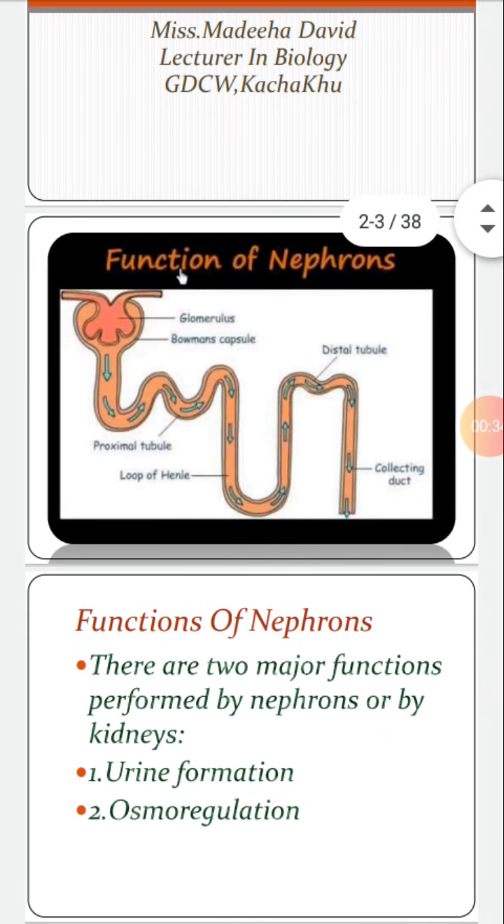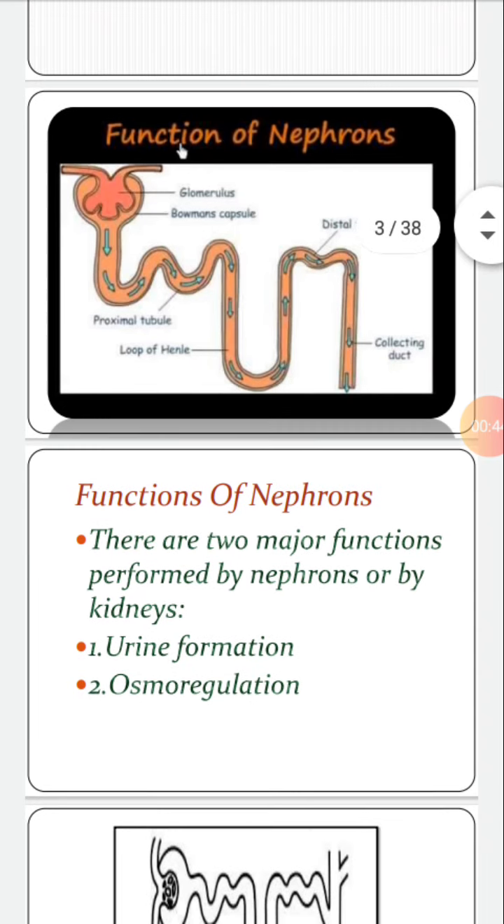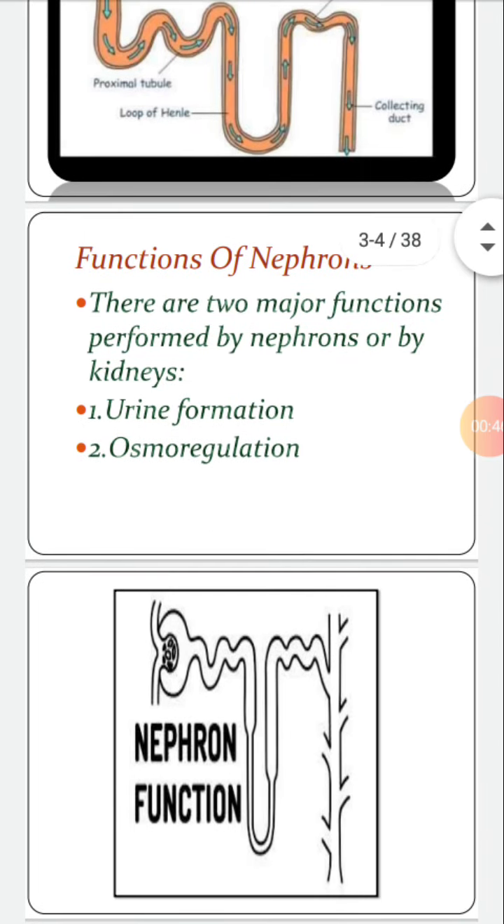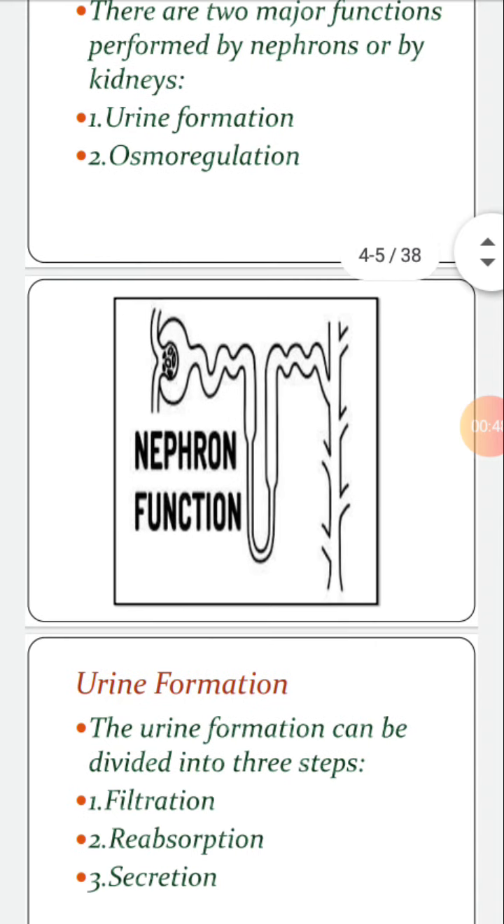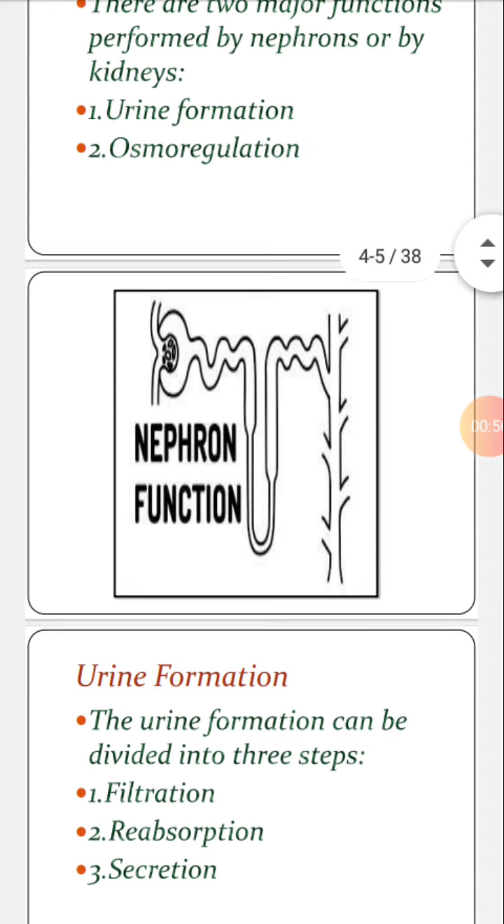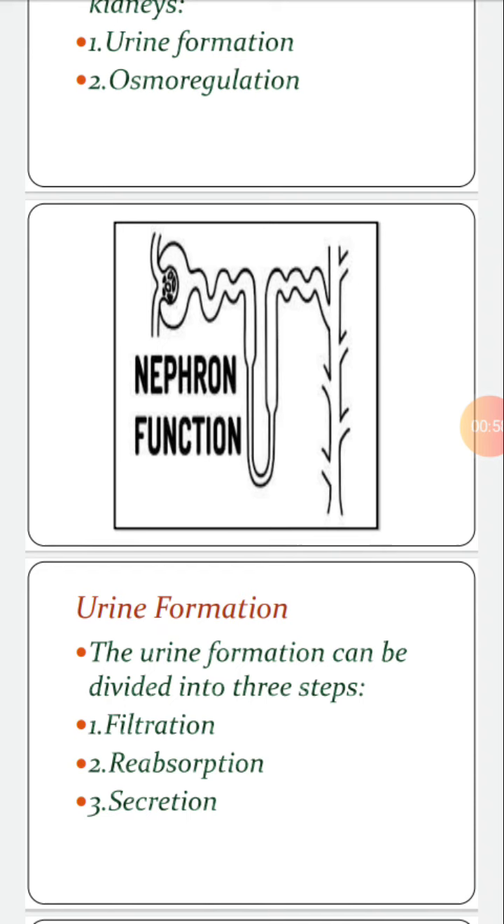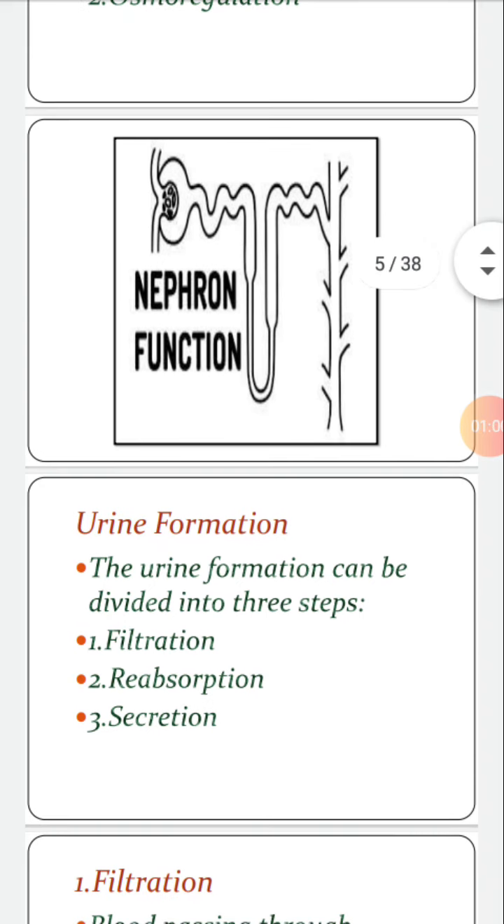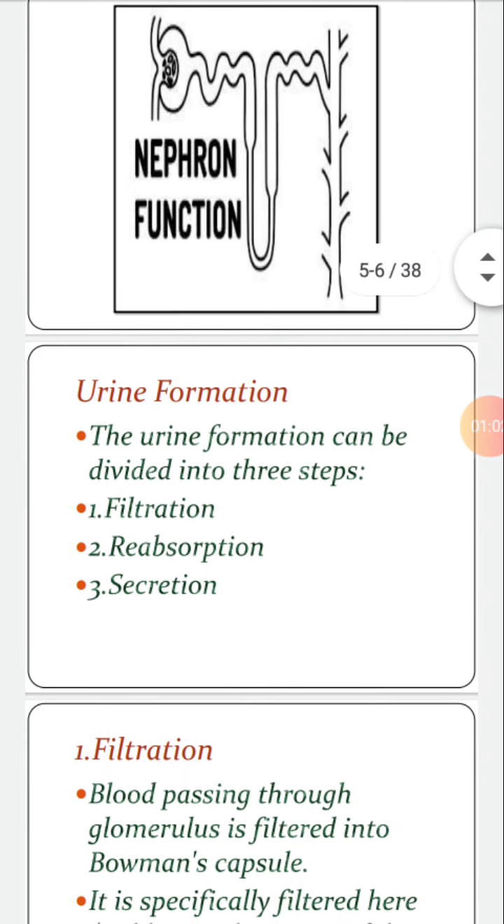There are two major functions performed by nephrons or by kidneys. Number one is urine formation. Second is maintenance of water and salt balance, that is osmoregulation. Structure, nephron function. Urine formation, that is how urine is formed. Urine formation can be divided into three steps. Number one, filtration. Second is reabsorption. And third is secretion. So we will discuss them one by one.